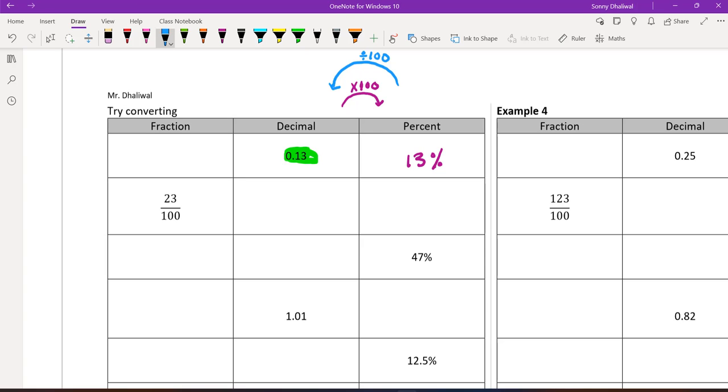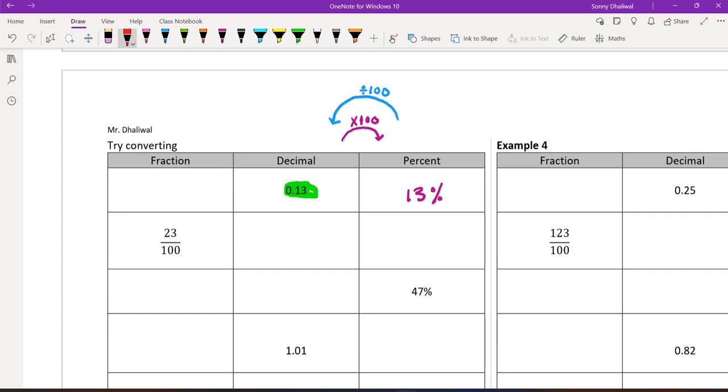Now, how do we go to a fraction? 13 over 100. I like to take the percentage and convert it to a fraction. It's the easiest thing. Remember, a percentage is just over 100. So we have 13 out of 100.